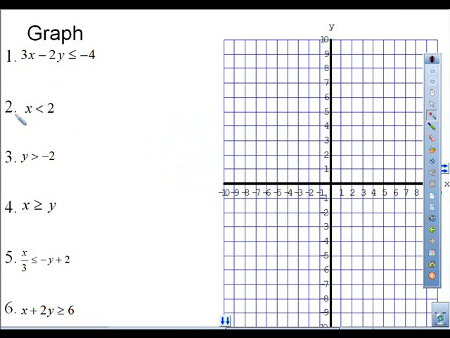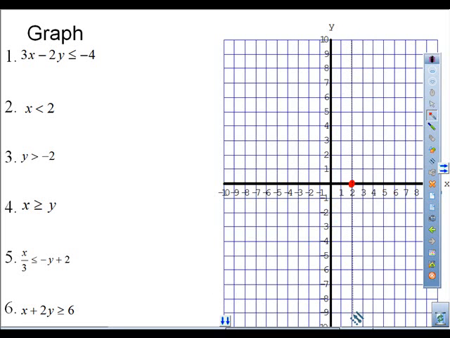Let's take a look at number 2. x is less than 2. How did we graph this before, when we only had the x variable? You would go to 2 on the x-axis. Now, if it's just a less than symbol without the line, you know it's going to be dotted. So we're going to make a vertical line, and it's going to be dotted right here.